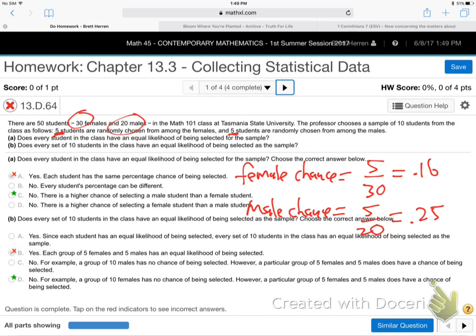The chance, so that means it's not equally likely, right? Every student doesn't have the same chance. The males have a better chance of being picked because there's fewer, right? So that means the randomness is kind of off a little bit.